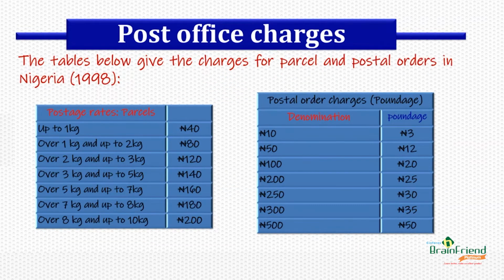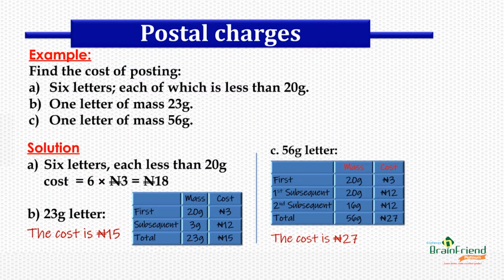This table also shows various rates for parcels and for poundage. A poundage is what we usually refer to locally as waybill. Now, let's look at an example to understand better how postal charges are calculated. Find the cost of posting A. 6 letters, each of which is less than 20 grams. B. 1 letter of mass 23 grams. C. 1 letter of mass 56 grams.